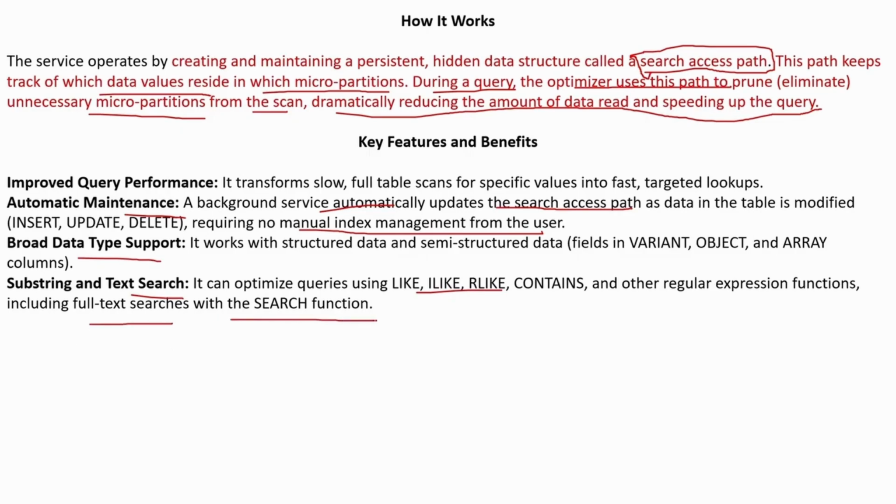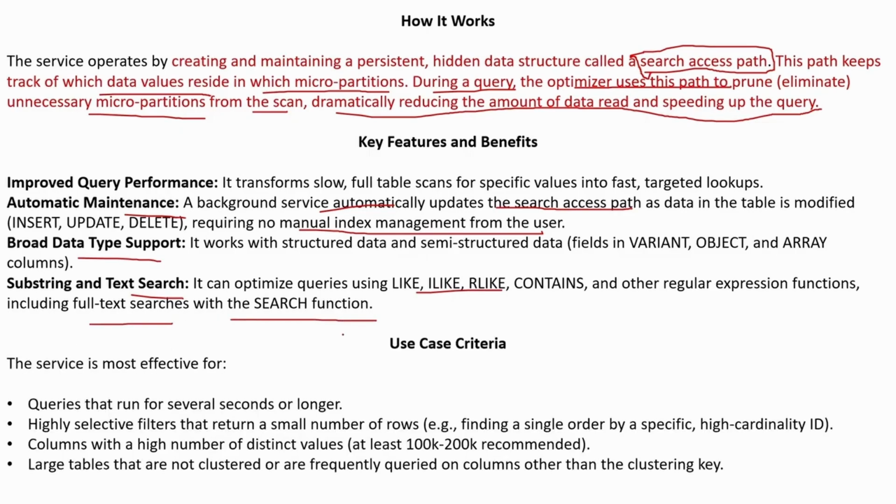the SEARCH functions. Where do we need to use this? The service is most effective for queries that run for several seconds or longer, highly selective filters that return a small number of rows, columns with a high number of distinct values, and large tables that are not clustered or are frequently queried on columns other than clustering keys. So this is the use case where you need to think about search optimization service.